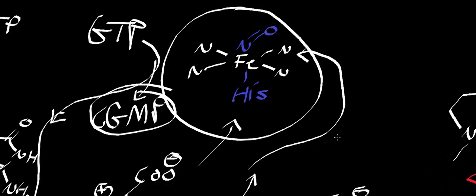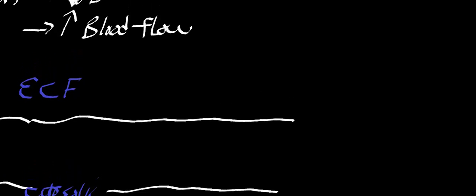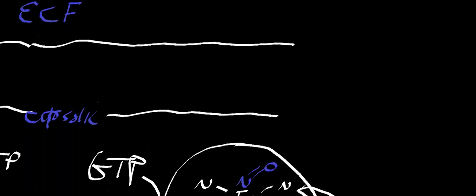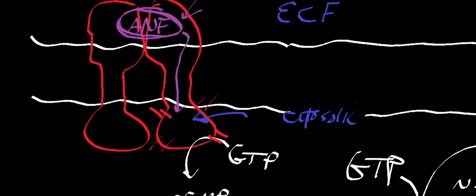So let's do a quick recap of what we've seen, okay? Let's talk about atrial natriuretic factor first. This is a hormone that gets released from the right atrium of the heart, and it binds to homodimer receptors, which are guanylyl cyclase receptors. The actual receptor part is on the extracellular side.